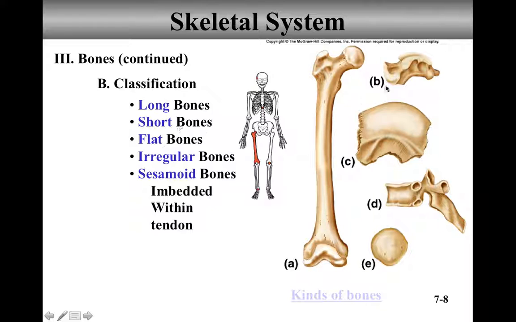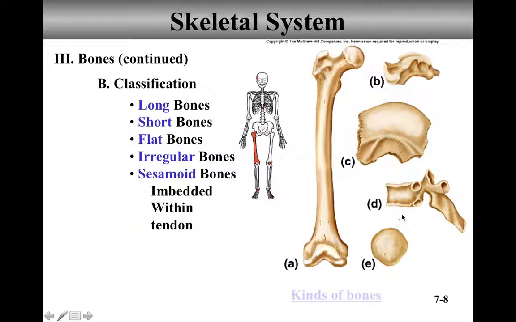Now short bones, B, these are shaped a little bit different. They need to be shorter than they are wide. And that of course would be one of your ankle bones here. Your flat bones in your skull are, well, they're flat. I don't really know how else to say it. They're flat. That's what they're like.